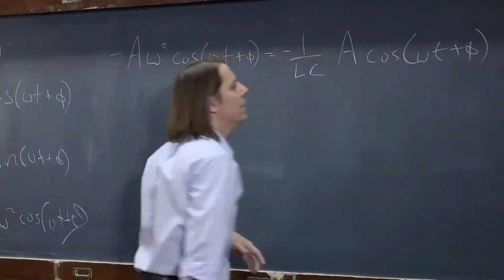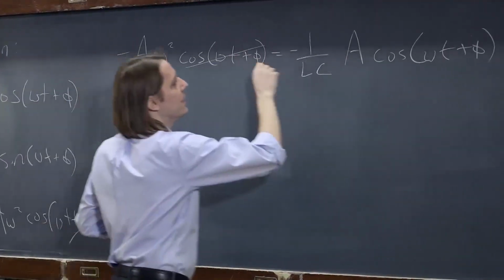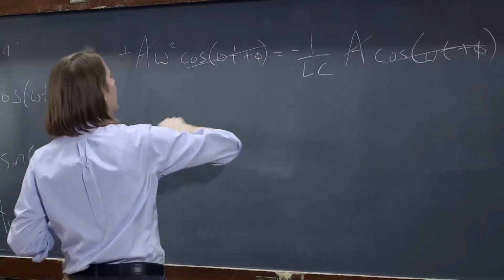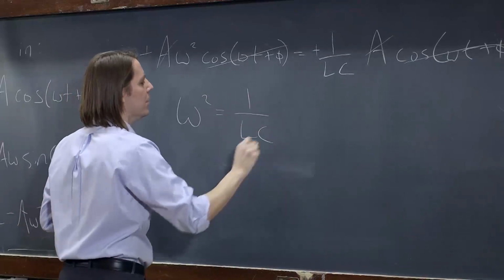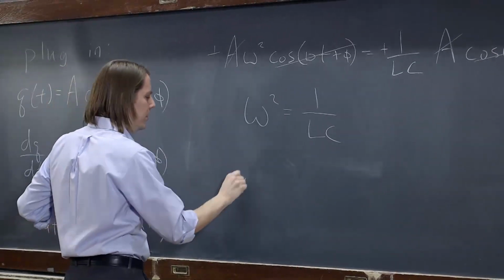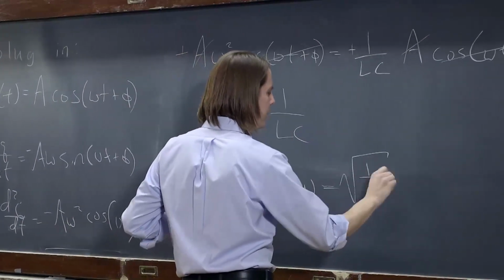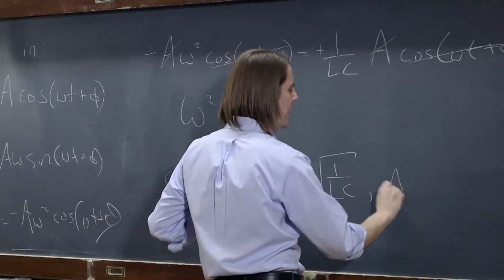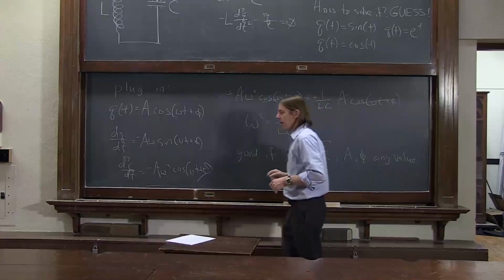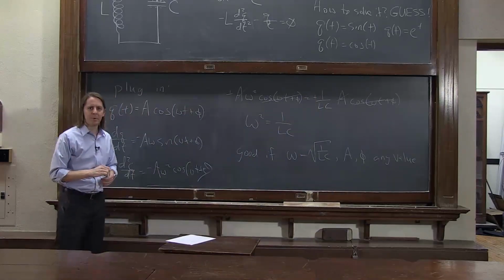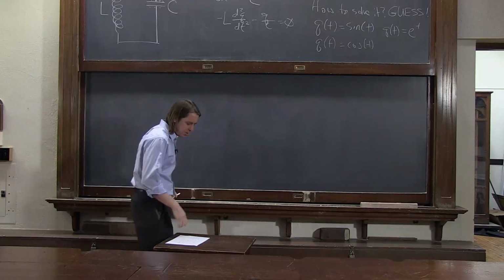So you say, is this a good answer? And the equation says, well, yes, if this is true. So we cancel that, we cancel the A, we cancel the negatives. And the equation says, sure, if omega squared equals 1 over LC. So that solution is good if the frequency of the function is the square root of 1 over LC, and the A and the phi can take any value. So both sine and cosine are perfectly acceptable guesses for this differential equation. We had three guesses, we might as well use them all.